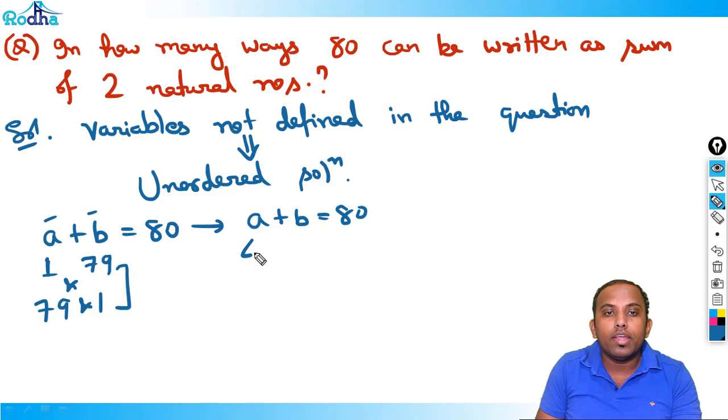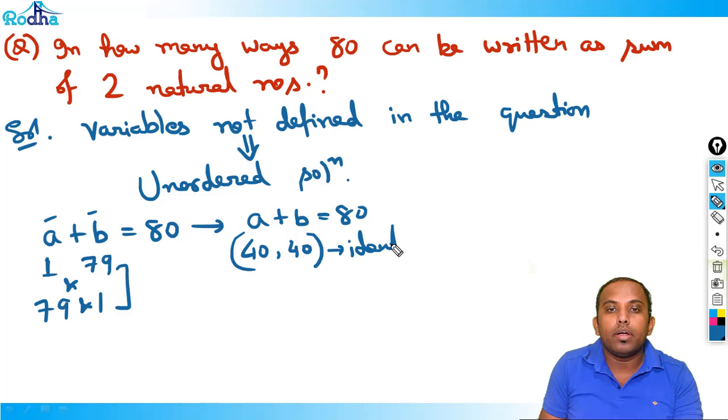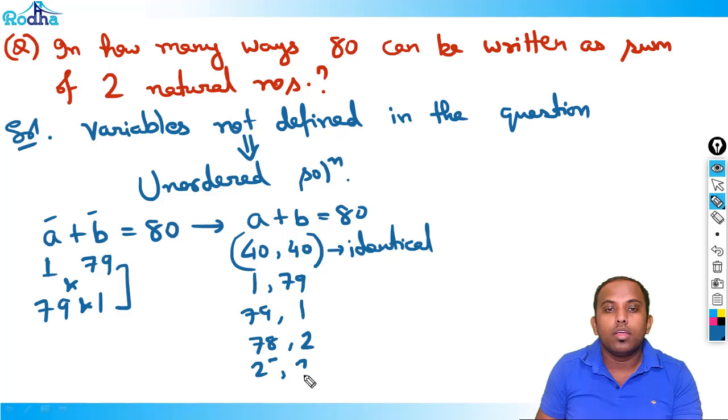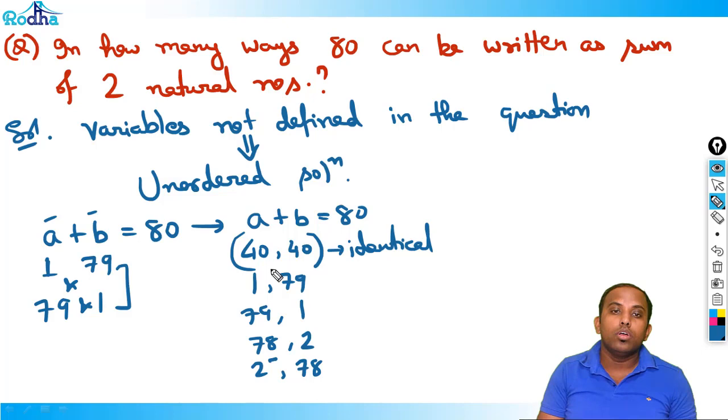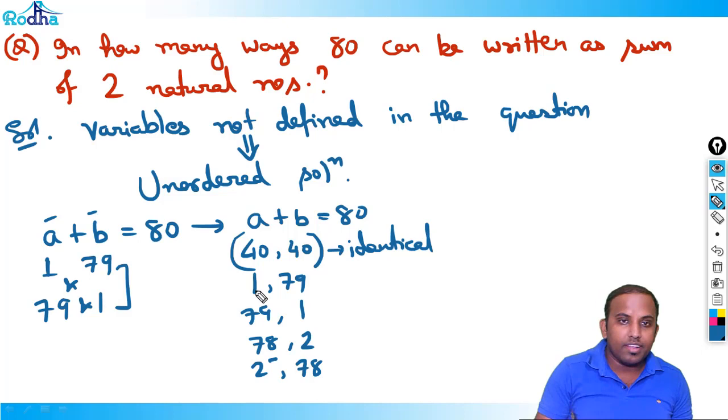That case will be identical. Now leaving this identical one apart, what I'm left with is 1 comma 79, 79 comma 1, 78, 2, 78. So like that, how many pairs can I form, starting from 1 to 79? From 1 to 79, I can form 79 such pairs.